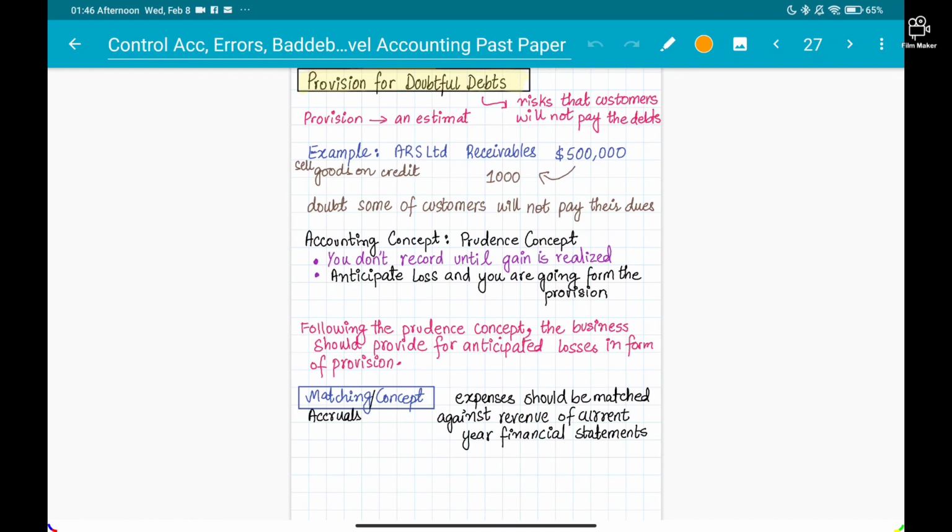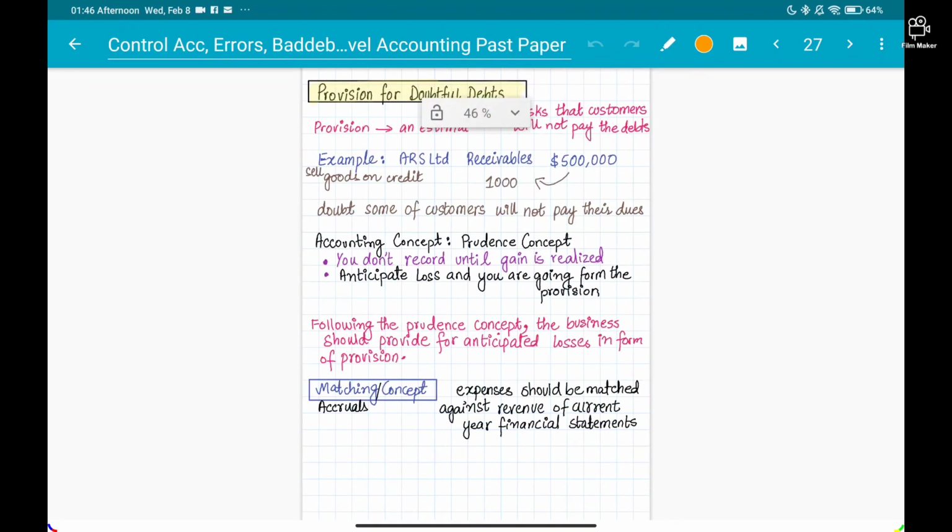Okay, so in the next video we'll talk about how we do it, the numerics about it, and how many different types of provision for doubtful debts there are.